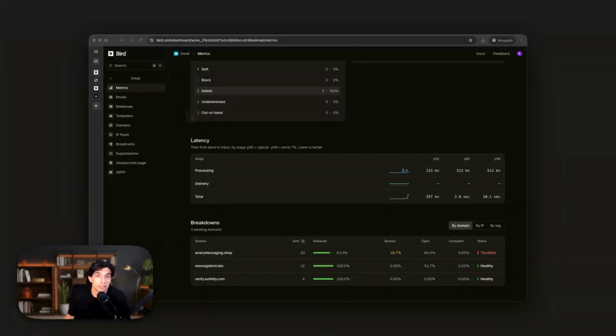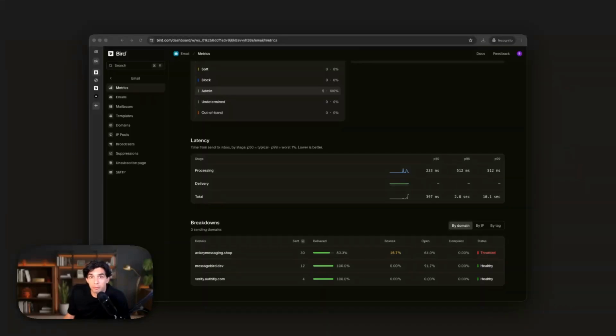So BERT actually tracks three signals per domain. We've got the delivery rate, the bounce rate, and the complaint rate. If any of these cross its line, it's enough to get triggered into a throttled state. So in order to be healthy, you need to have a delivery rate at or above 99%. Your bounce rate needs to be below 4%, and your complaint rate needs to be below 0.1%.